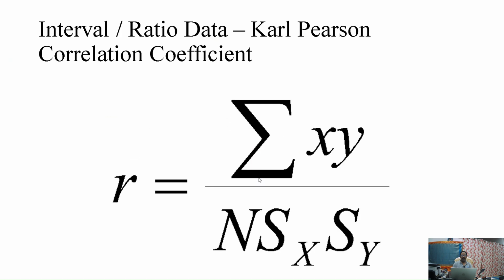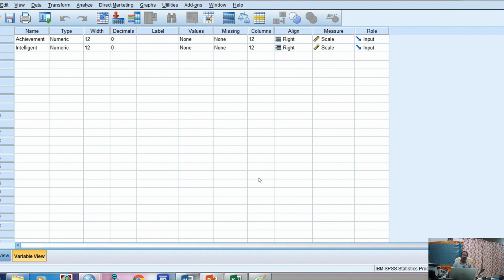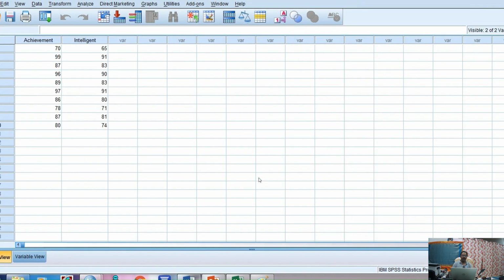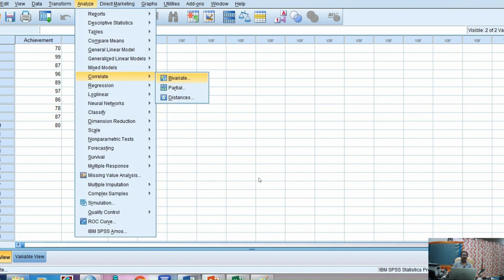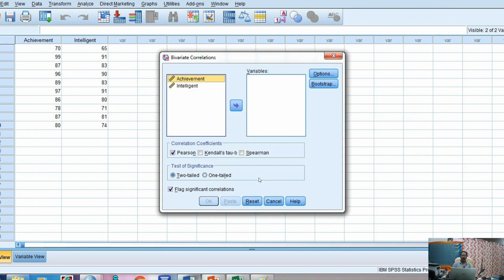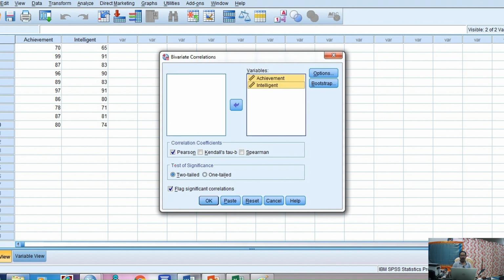Okay, then let us go for interval or ratio data. If there are two variables and both are on an interval or ratio scale, how can we go about it? The same procedure. We have taken achievement and intelligence, both on an interval scale. We correlate in the same way: bivariate, transfer them, then check the Pearson correlation coefficient, two-tailed, flag significant.